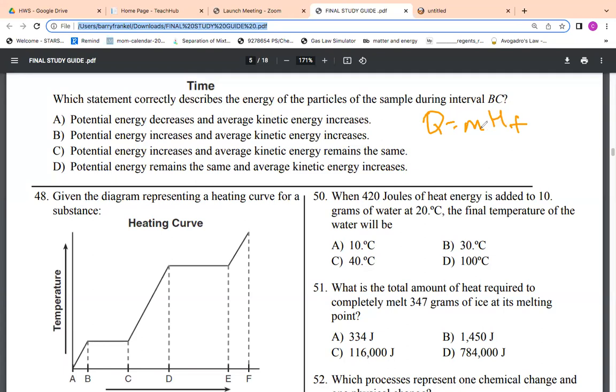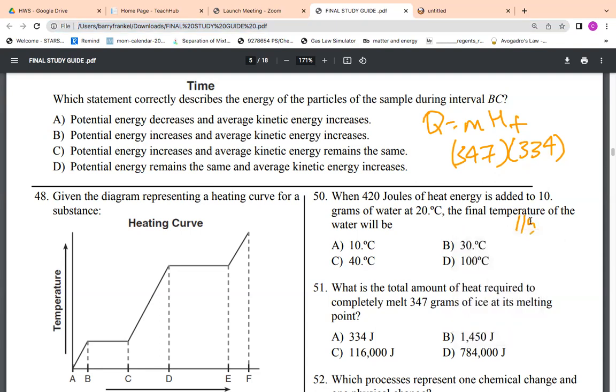What is the total amount of heat required to completely melt, again, this is fusion, 347 grams of ice? So 347 times the heat of fusion for water, which is 334. Just doing this on my calculator, and I got this exact value. I clearly don't see it here, so I'm rounding to the nearest thousand, 116,000 joules.